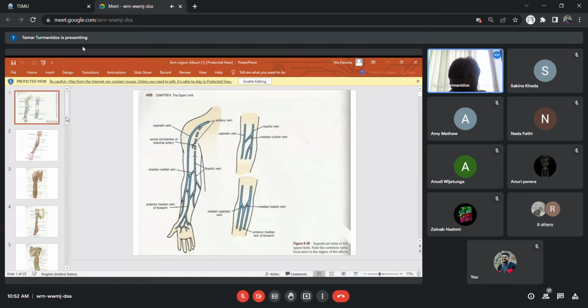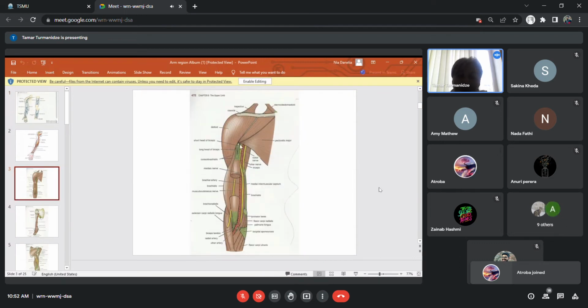And the following region of the upper limb is the arm region. The arm region is bounded superiorly by the conditional line which connects pectoralis major muscle and latissimus dorsi muscle. Inferiorly, it is bounded by the line which passes above two transverse fingers placed on the epicondyles of the humerus.